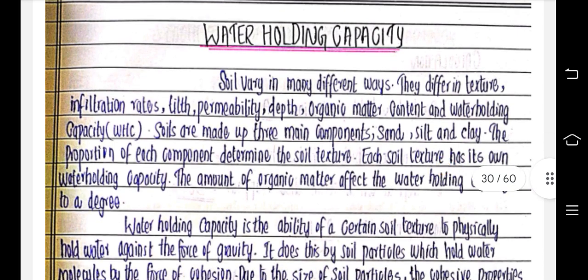Then water holding capacity. Soils vary in different ways. They differ in texture, infiltration rates, permeability, depth, organic matter content, and water holding capacity. Soils are made up of three main parts: sand, silt, and clay. The proportion of each component determines the soil's texture. Each soil texture has its own water holding capacity. The amount of organic matter affects the water holding capacity to a degree.